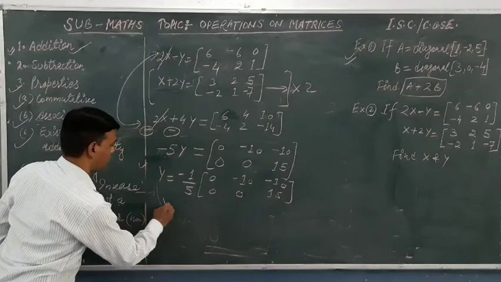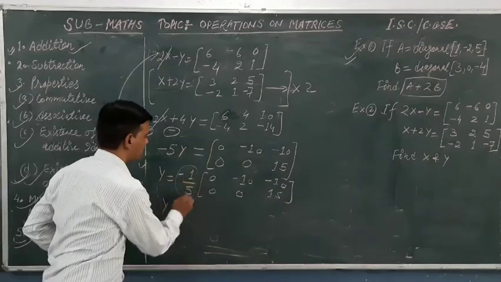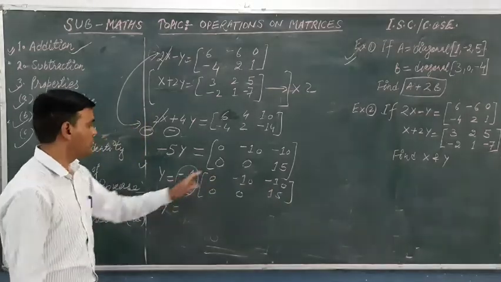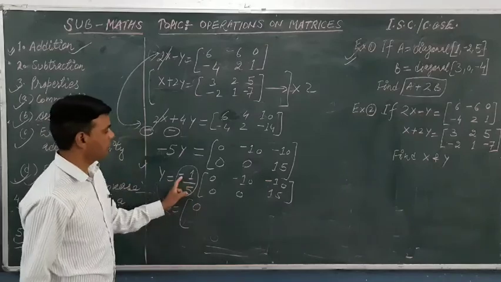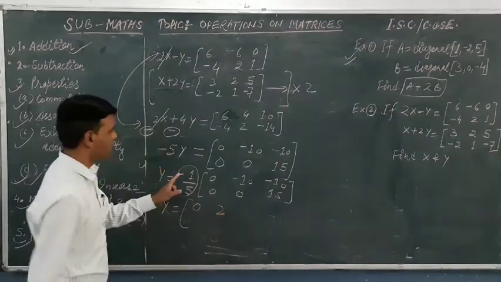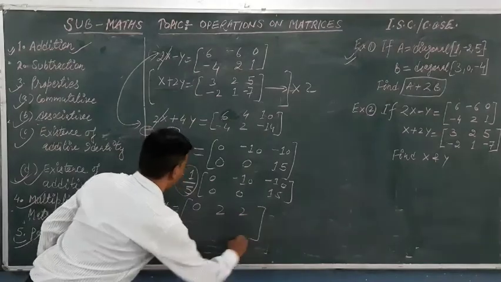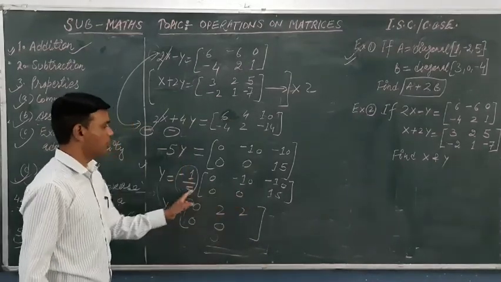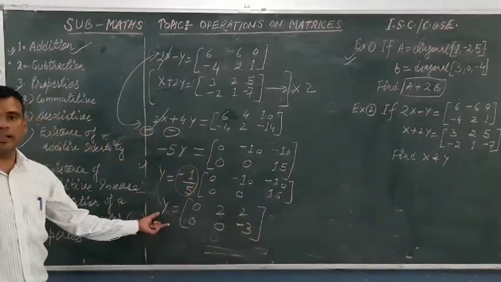So you will get y is equal to, now see here, this is a scalar, you will multiply each element of this by minus 1 upon 5. So you will get minus 1 upon 5 into 0, 0, minus 1 upon 5 into minus 10, minus into minus is plus, you will get 10 upon 5, 2. Then here again 0, here 0, and here you will get minus 1 upon 5 into 15, minus 3. So this will be the matrix y.